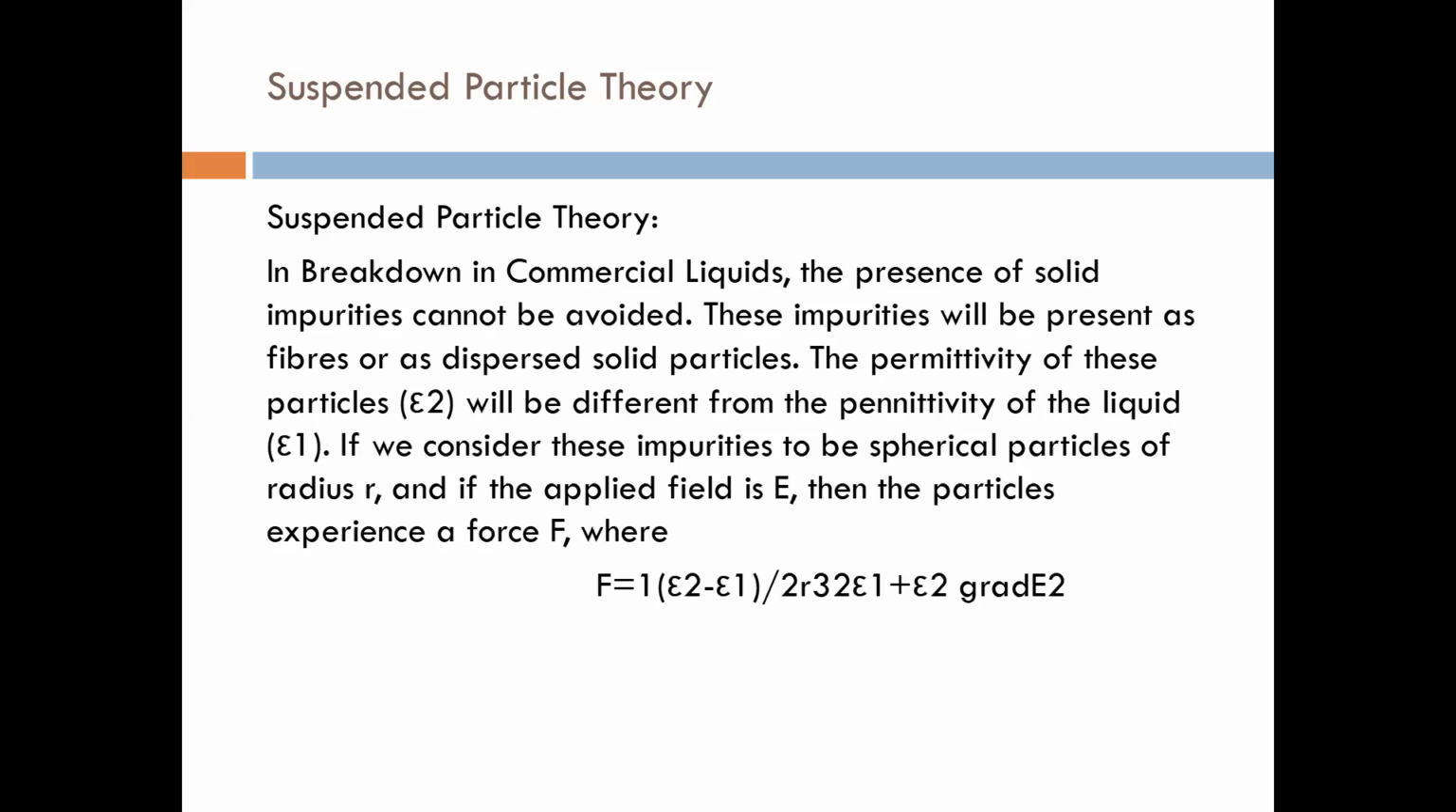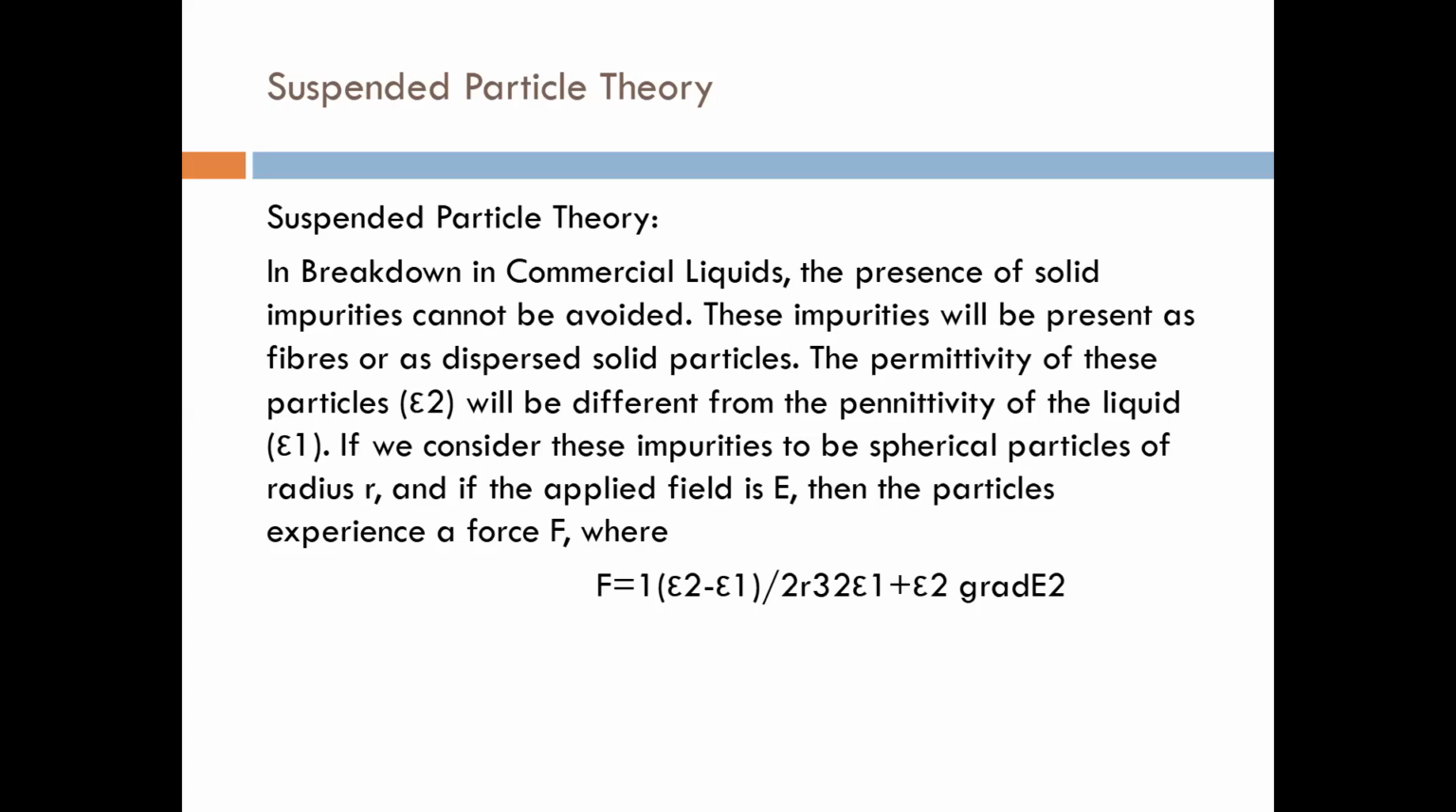So, in this case, what happens? The force exerted on that spherical particle of these impurities is given by F is equal to 1 into (epsilon 2 minus epsilon 1) divided by 2r cube (2 epsilon 1 plus epsilon 2) gradient of E square. So this is a simple formula for the force exerted on the particle.